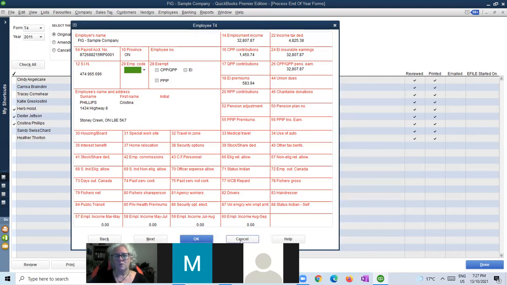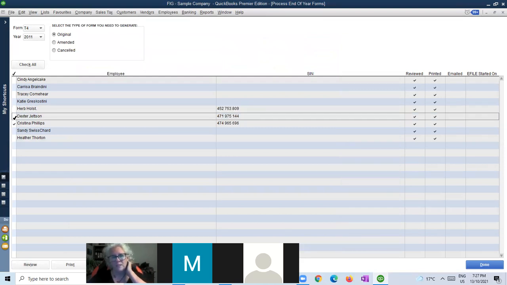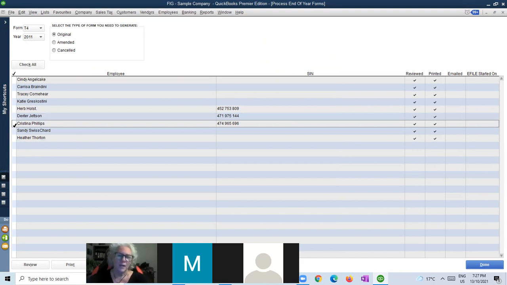And so sometimes what I do is I will pull these off in the fall. You can print these T4s anytime if you want to check and see if your PD7As and your T4s are talking together. That's another thing.